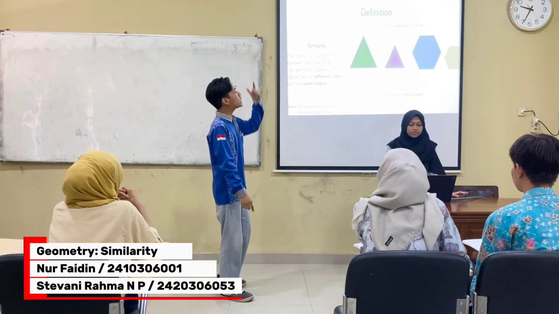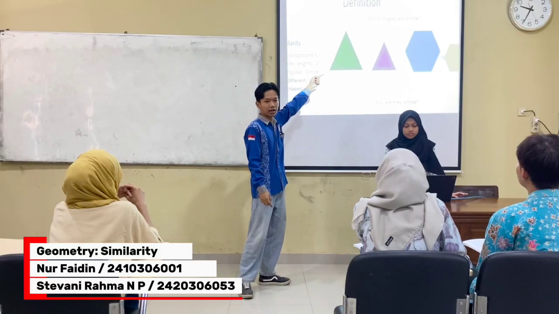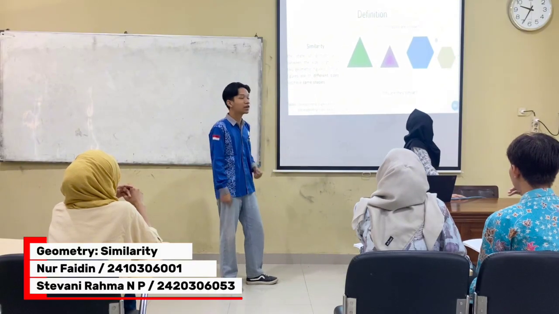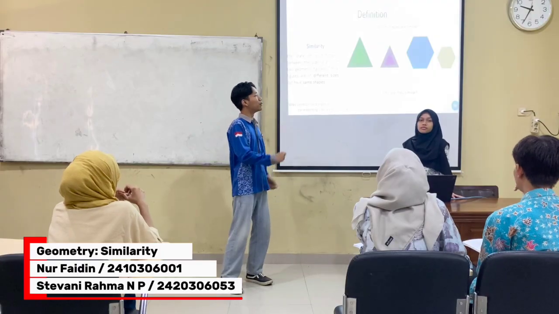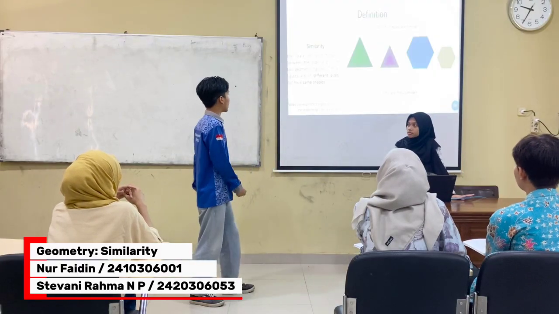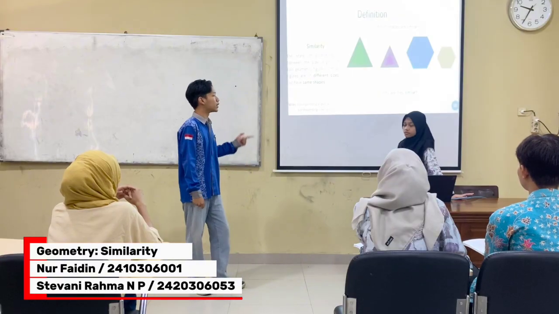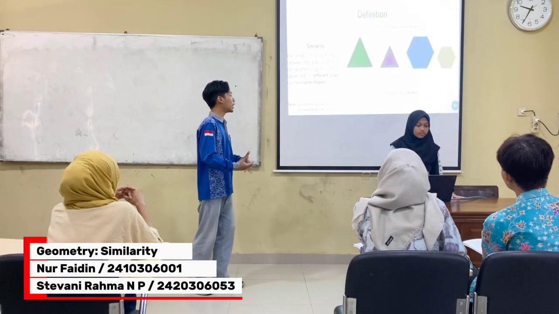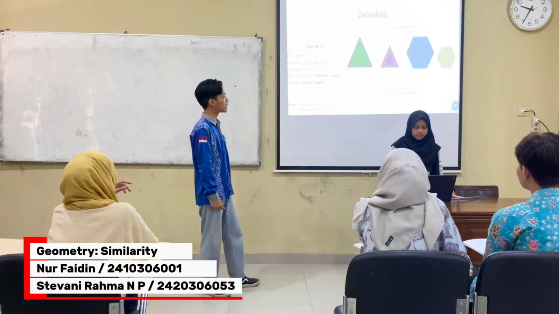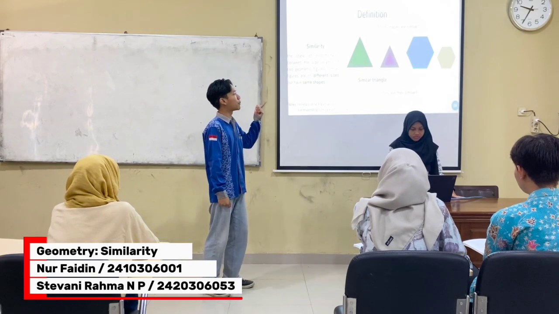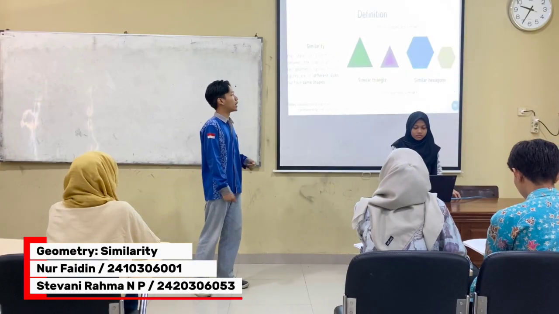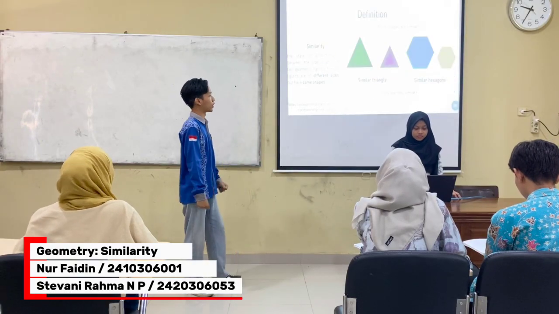Now, which shapes are similar? Green and purple, blue and yellow. Correct. Okay. Note, corresponding angles are equal, but corresponding sides are proportional. Okay, next. Now, green and purple are similar triangles. Blue and yellow are similar rectangles.